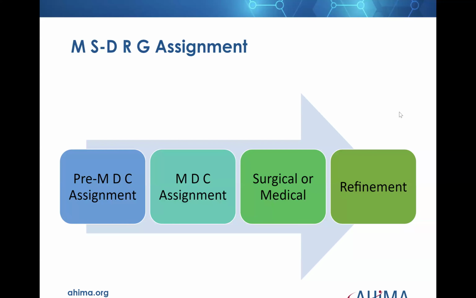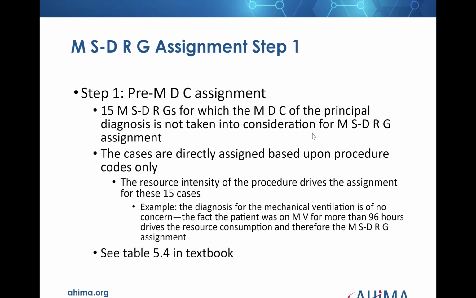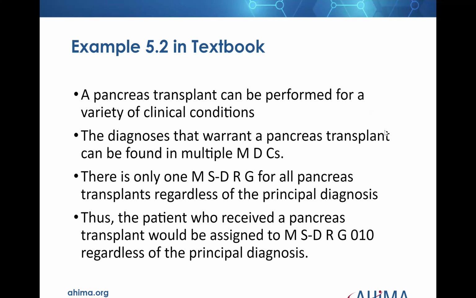So of course, we just kind of walk through that example. That's also in your book. We do the pre-MDC assignment, the major diagnostic category, the MDC assignment, determine whether it's surgical or medical, and then we refine it with the major comorbidity complications or the comorbidity and complications. And again, we took a look at this in table 5.4 in your text. And they give example 5.2 in your textbook as well, right?